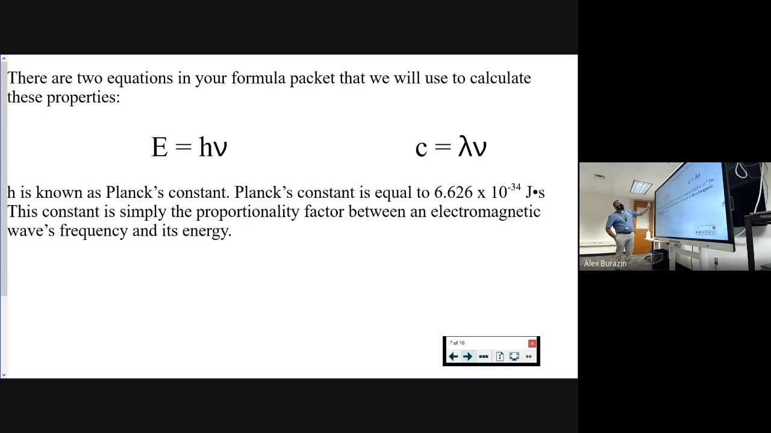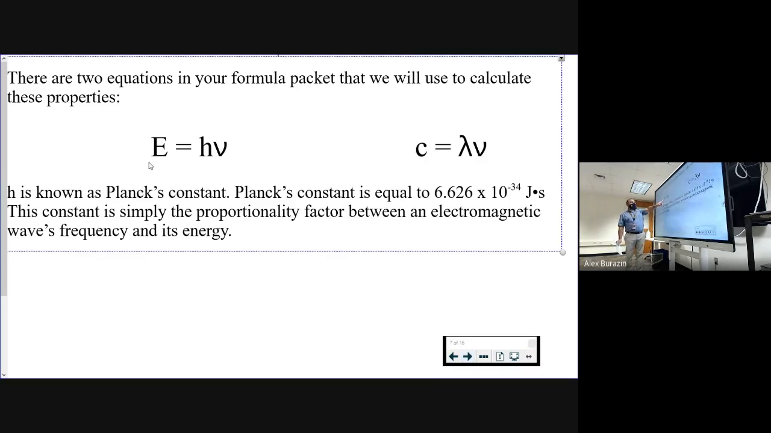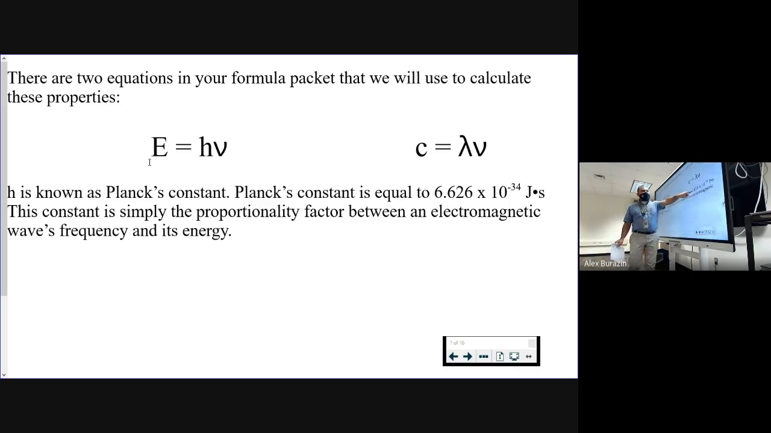But anyway, these are the equations you need. They're in here. They're right here. There they are. These are the electromagnetic radiation equations. The energy of the electromagnetic radiation equals h times nu. Nu is the frequency. h is Planck's constant. The number is 6.626 times 10 to the negative 34th joules times seconds. That is right here. It's in here as well.